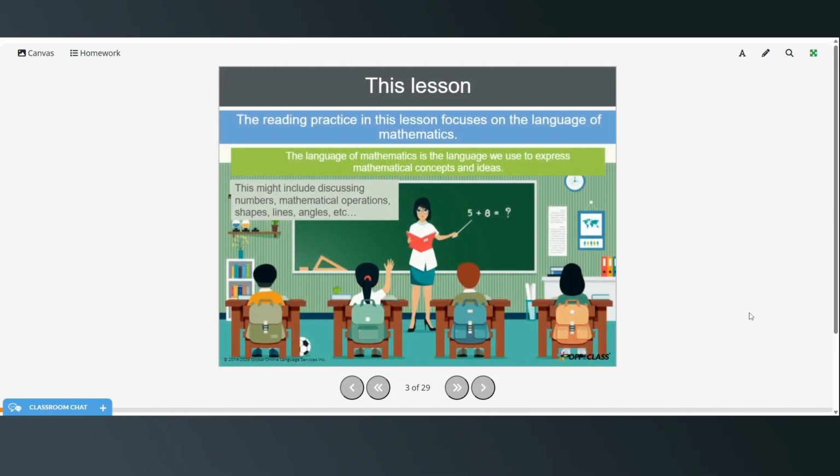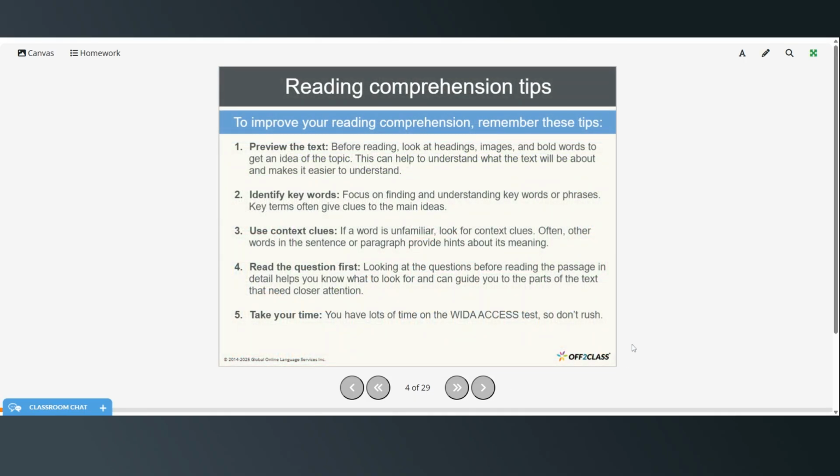Okay, the reading practice in this lesson focuses on the language of mathematics. The language of mathematics is the language we use to express mathematical concepts and ideas. This might include discussing numbers, mathematical operations, shapes, lines, angles, etc. Again, you can pause the video and read these reading comprehension texts and then restart when you're ready to continue.